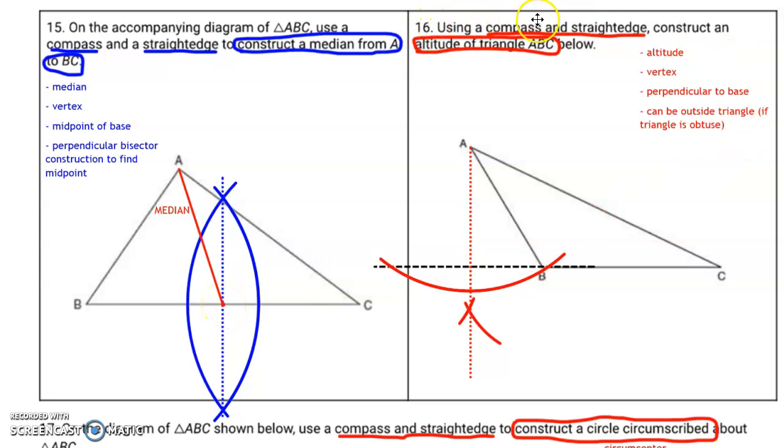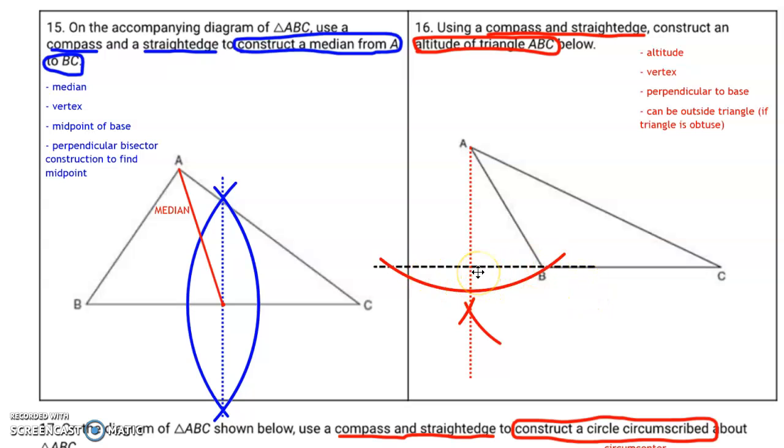For question 16, it asks us to construct an altitude of triangle ABC. Now, I could have chosen any altitude. I could have drawn a line from B to AC, I could have drawn a line from C to AB, or I could have drawn a line from A to BC as I did here. Notice that this line is outside the triangle, but that's okay, because think about what an altitude does. It connects the vertex of a triangle, and it is perpendicular to the base.